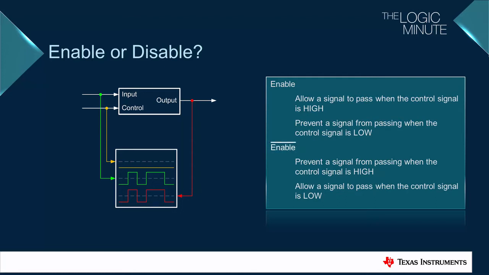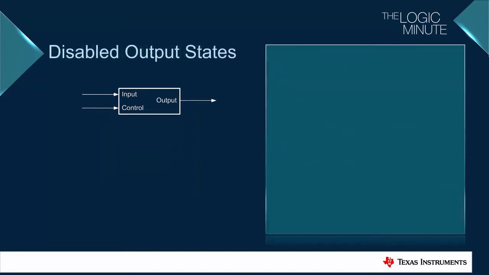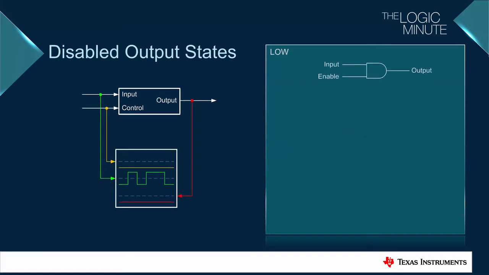When a signal is enabled, the output will match the input. When a signal is disabled, there are four options for how the output should respond. The first and most common option is that the output is forced low. This is typically achieved by using an AND gate, using one input as the enable and the other input as the signal input. The second option is to force the output high.